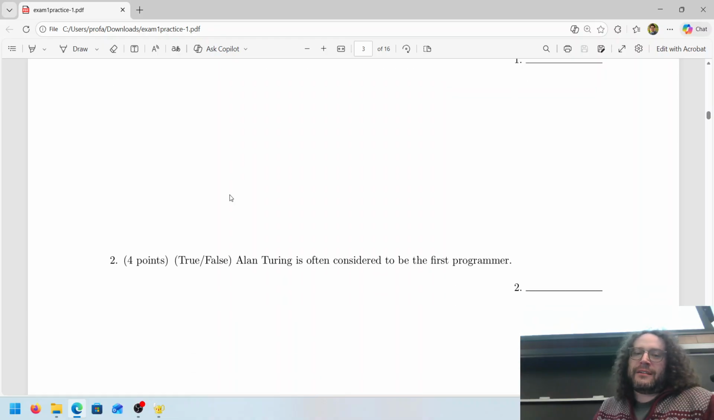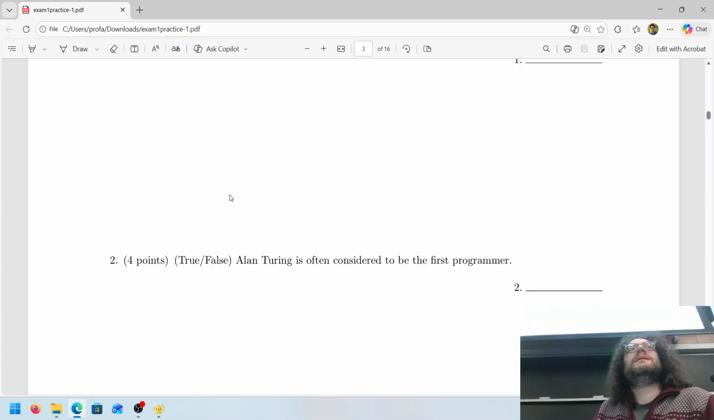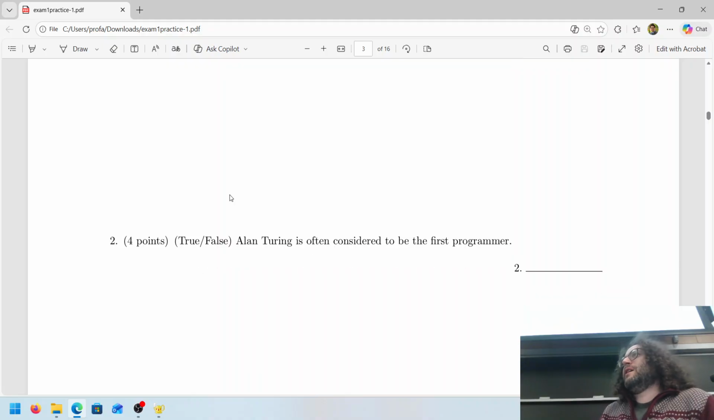True or false, Alan Turing is often considered to be the first programmer. No. False. What is Alan Turing famous for? He's often referred to as the father of computing. I'll accept any of the following answers. Cryptography during World War II, the idea of Turing completeness, the idea of the Turing test, the Church-Turing thesis, and mathematically proving what computers can do. But simply put, it's going to be a bit of a lighter question on the exam for this history stuff.